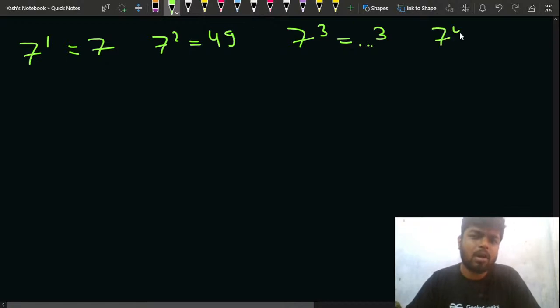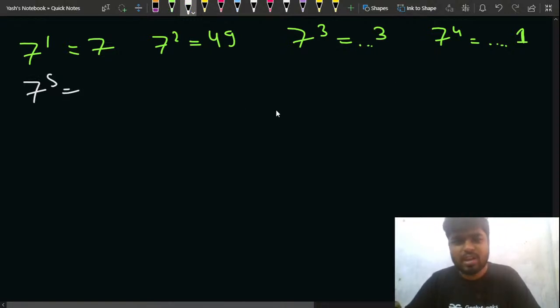7 to the power 4 will give me what? It will give me the last digit. 7 fours are 28, so what will happen in this case? Can someone tell me? Right, so this digit will be 1. So now you'll observe again that 7 to the power 5 will give me what? 1 into 7, the last digit will now become 7, right?